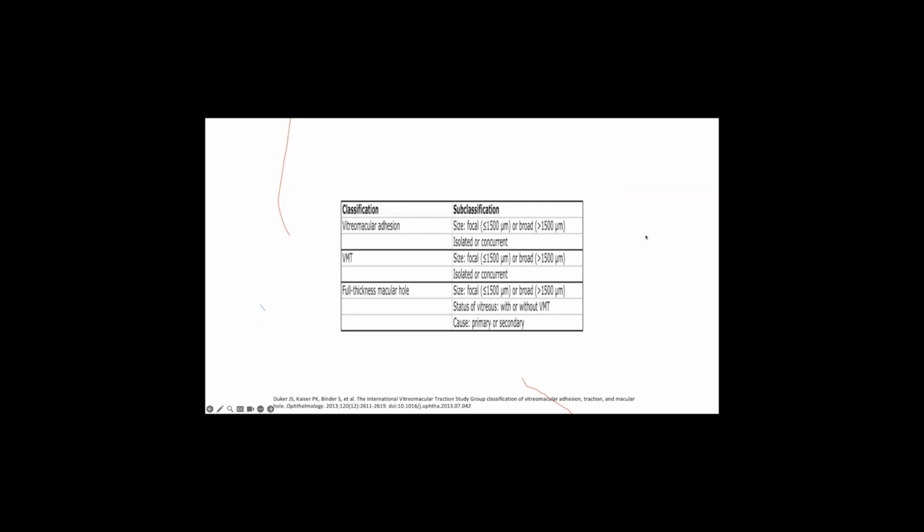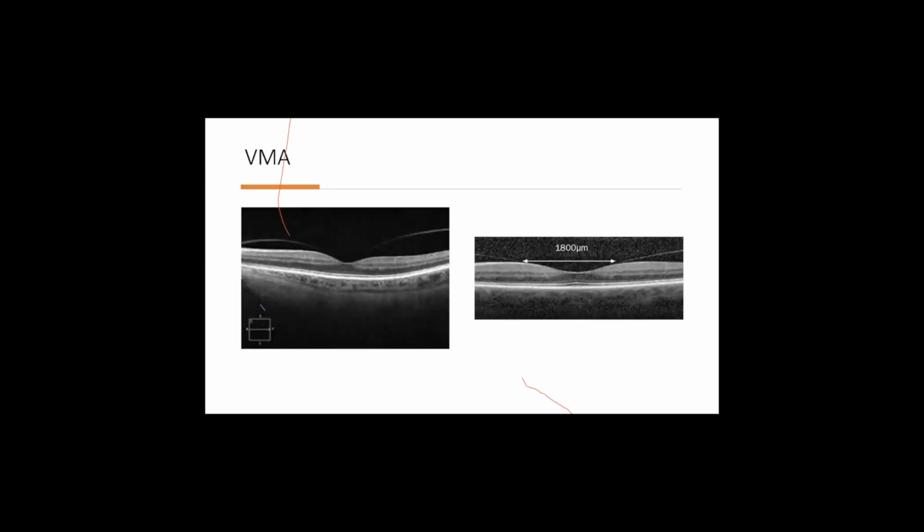Now, wherever we have vitreomacular adhesion, it can be focal or broad, and it can be isolated in that it happens on its own or is concurrent to another disease. We can also have VMT and full macular thickness, which I'll come on to. So here we have two photographs. I'd like people to tell me which one is focal VMA and which one is broad. So number 2 is broad, the one on the right. Great, thank you. So we said that focal VMA is less than 1,500 microns and broad VMA is greater than 1,500 microns. So it's relatively simple and easy to remember.